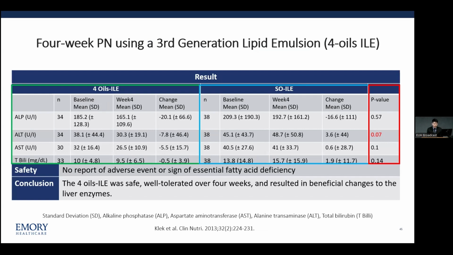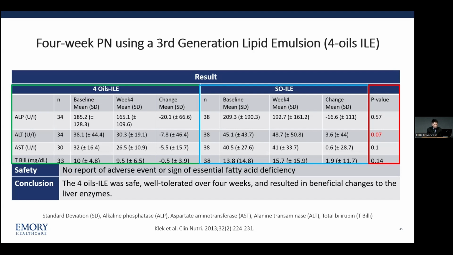This is the result of the study. The data in the green box display the change in liver enzymes from baseline after 4 weeks using fish oil IOE, while the data in the blue box represent the outcome of SOIOE. Although ALT was the only liver enzyme with a statistically significant change, the overall benefit of fish oil IOE is evident by the downward trend of other liver enzymes after 4 weeks of use.